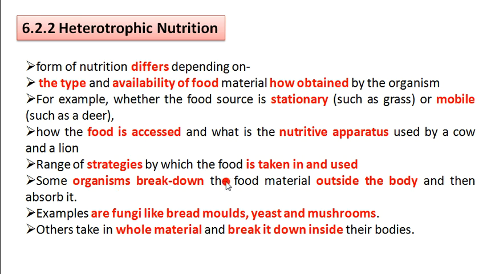Now, some organisms break down the food material outside the body. This is an important term: outside the body. And other organisms take the whole material and break it down inside their body. So, outside and inside. Examples of outside the body are fungi like bread molds, yeast and mushrooms. Bread mold is a fungus, yeast is also a fungus, and mushroom is also a fungus.